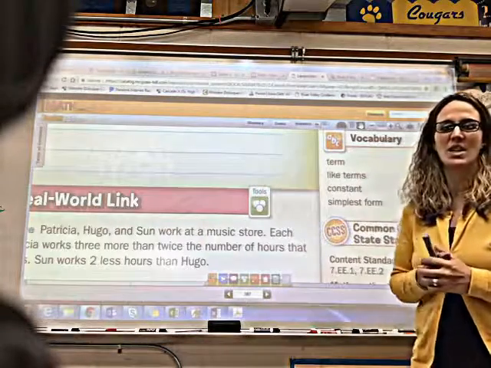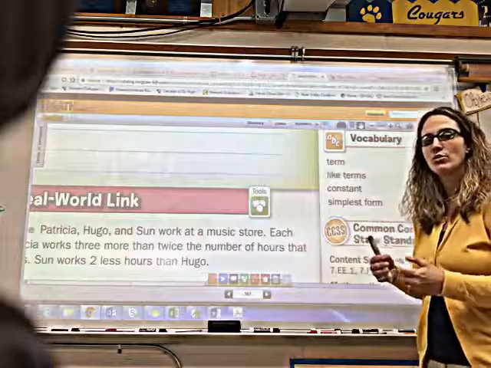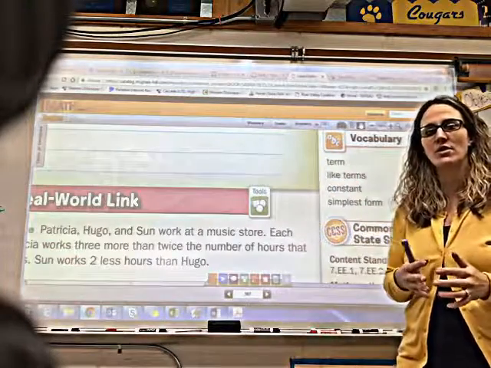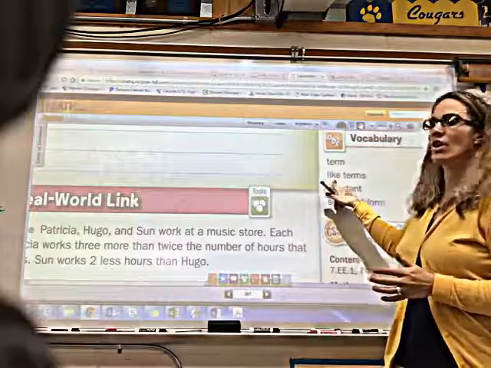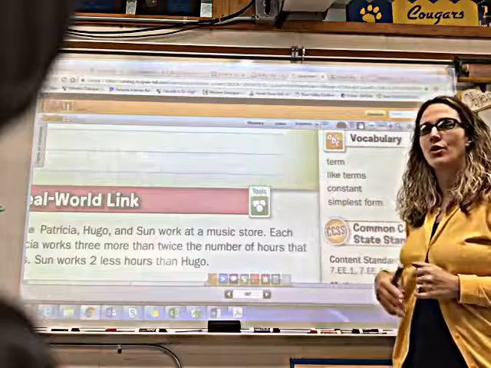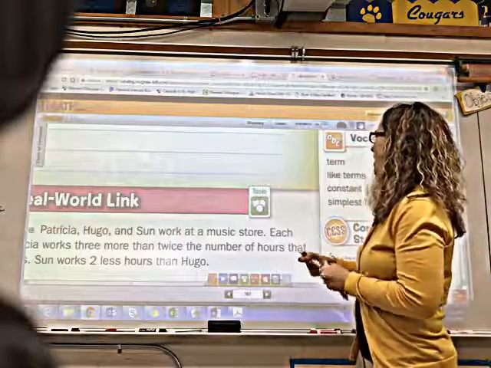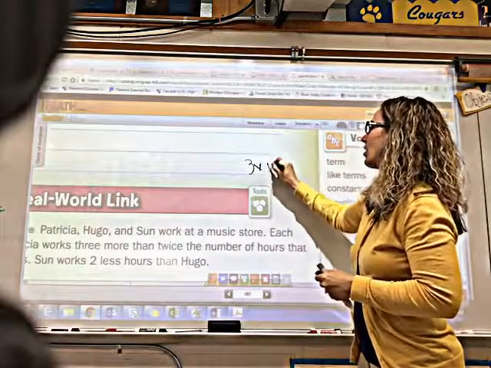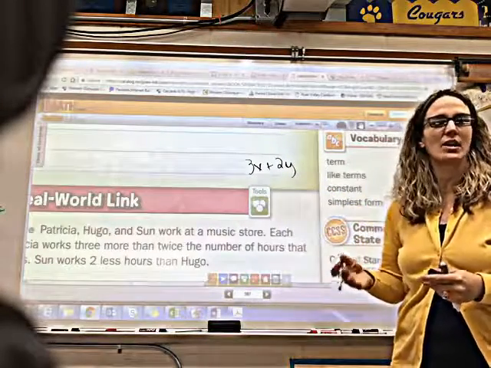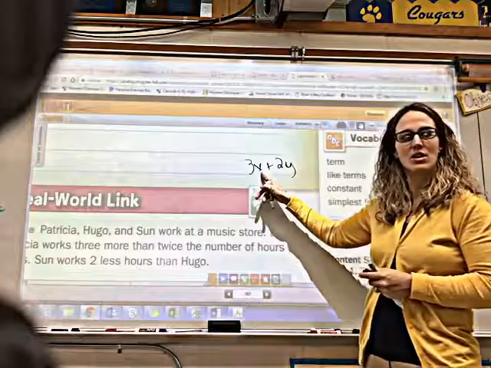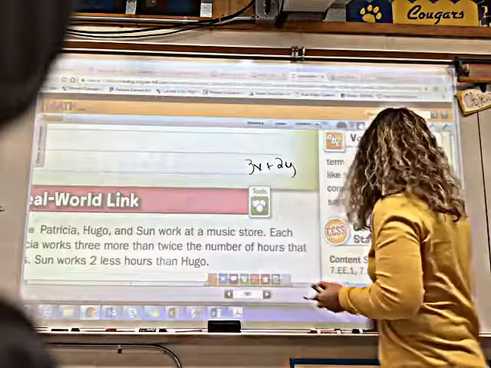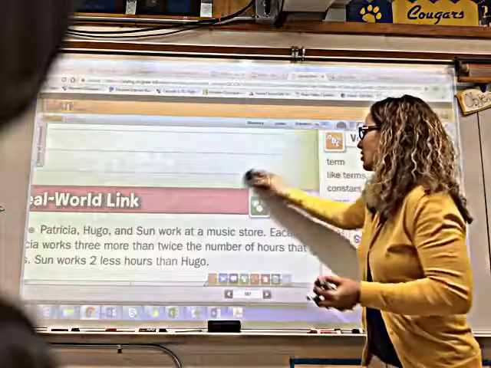Next thing we're focusing on is like terms. Like terms are just like they sound. You're going to be focusing on the parts of them, but you're focusing on the ones that are alike. So they have to be like each other. For example, if I have a situation where I have 3x plus 2y, those would not be considered to be like terms for the simple fact that this one has a variable of x and this one has a variable of y. Therefore they would not be like terms.